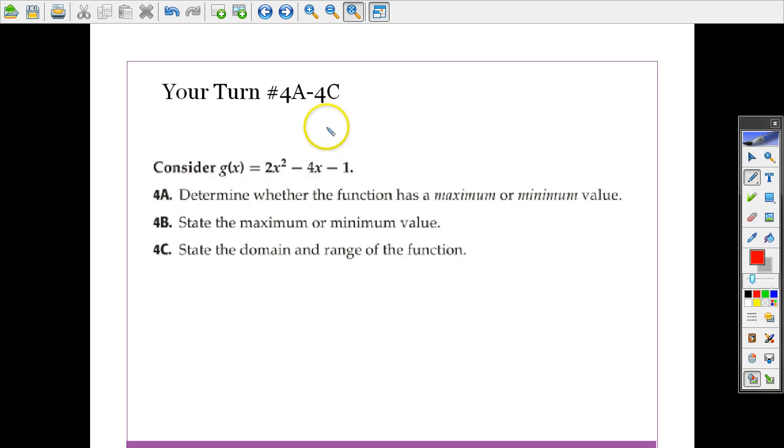Go ahead and do numbers 4a and 4c. Consider this equation, the function g of x. Determine if it has a maximum or minimum. State the maximum or minimum value. State the domain and range. If you want, rewind the video and come back when you're done.